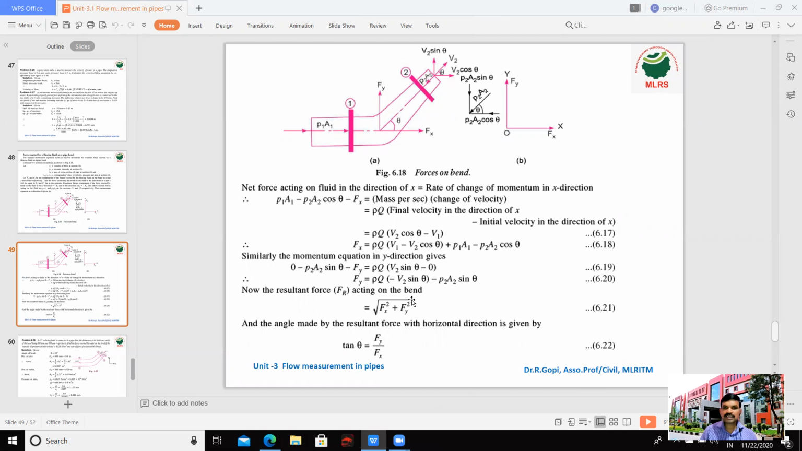So in the next class we will see notches and weirs. We will start notches and weirs. That is the second part of the third unit.